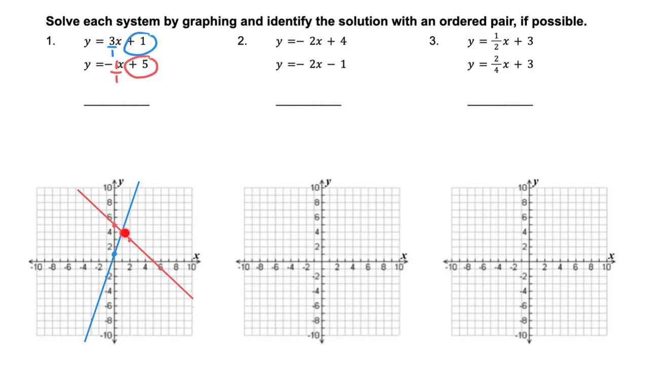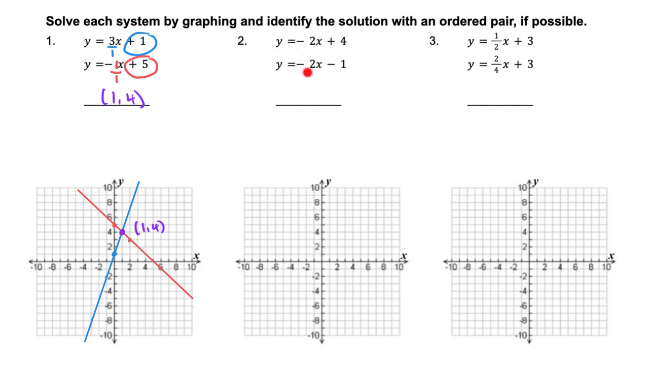So we can see right here is our point of intersection. That is at an x value of 1 and a y value of 4. So 1, 4 is the coordinates. So 1, 4 is what we're going to write on our line for our solution to the system. It is the one point that these two lines share. That's their point of intersection, and that is the solution.